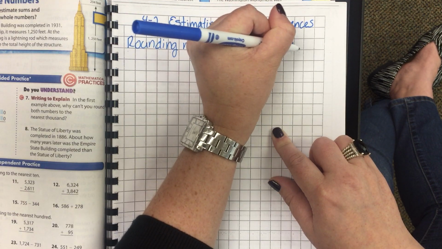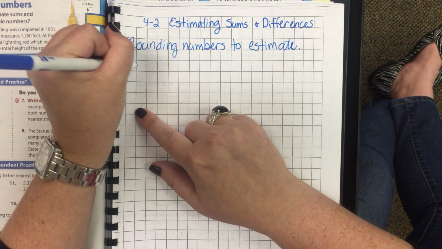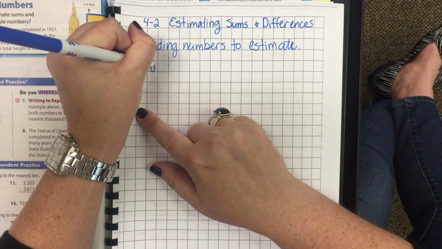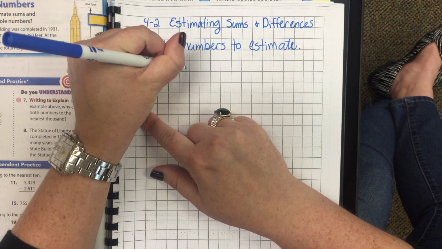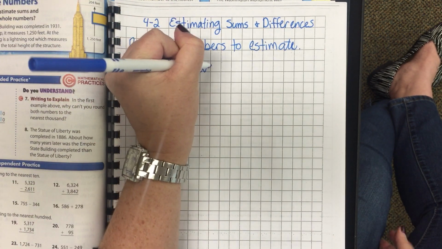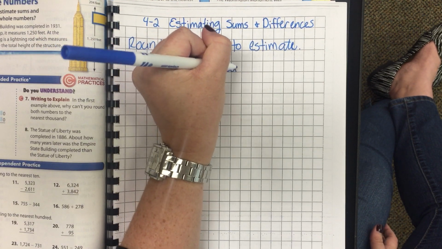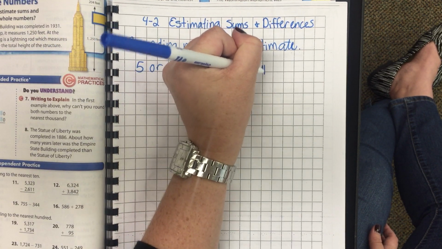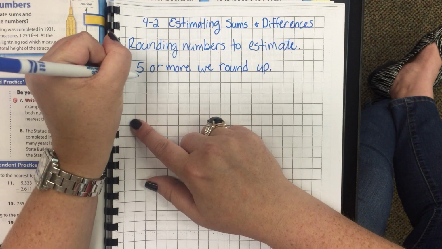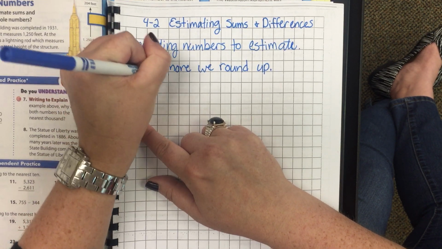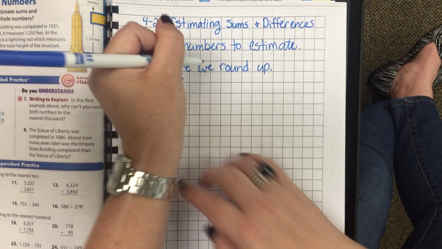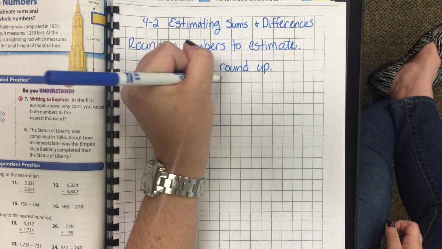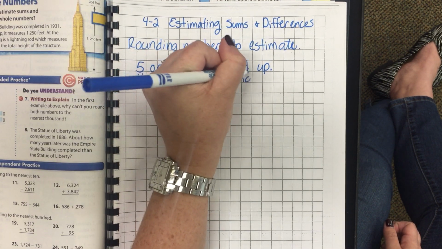And when we're rounding, the rule is if it is 5 or more, we round up. If it is 4 or less, we round down.